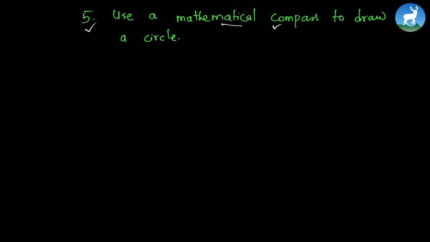After drawing the circle, we are finally in step number 6, and that is draw the radius. What exactly is a radius? It is the line joining the center of the circle to the circumference, from center to circumference. So draw a line from the center to the circumference. What you have is called the radius.